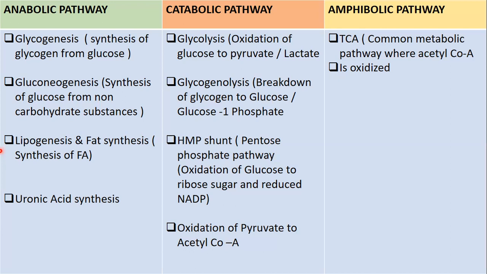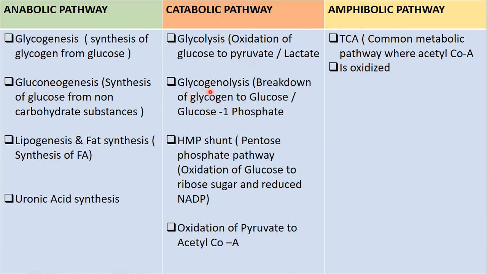Coming to the catabolic pathway, it is basically concerned with the breakdown of big molecules into smaller molecules. For example, glycolysis, that is oxidation of glucose. We convert glucose into pyruvate and lactate. We see when we produce pyruvate and when we produce lactate: lactate in anaerobic conditions of glycolysis and pyruvate in aerobic conditions.